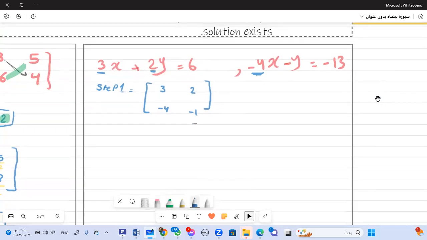Step number 2: find the determinant of the matrix. This matrix will be matrix A. Okay, find the determinant of the matrix. How can you find the determinant of the matrix?